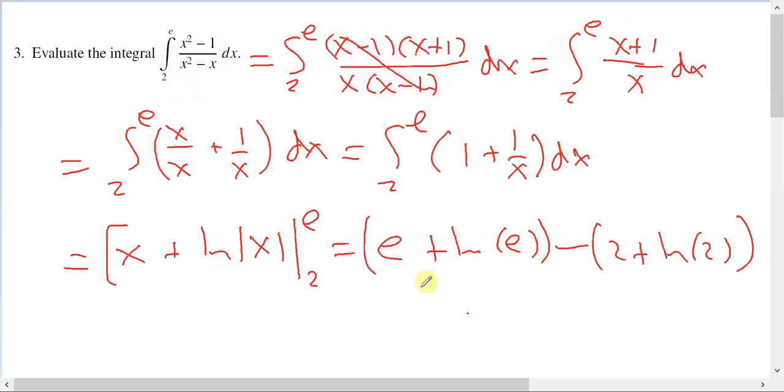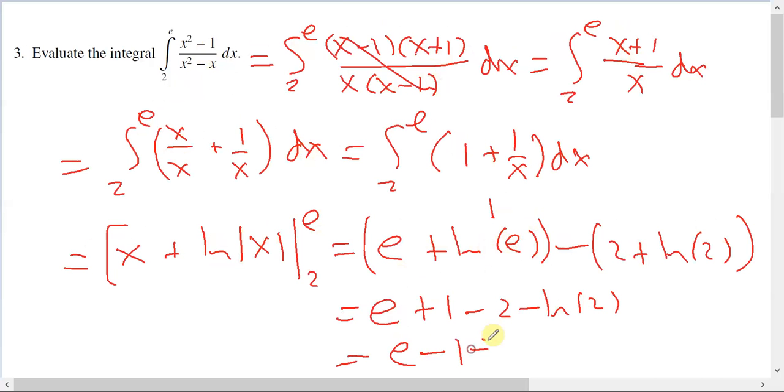And there's really not much else to do here. Natural log of e I do know is 1, so I get e. This would be plus 1 minus 2. Well, I'll do that. Plus 1 minus 2 minus natural log 2. That is, this is going to be e minus 1 minus natural log 2. So that's what you get for that integral.